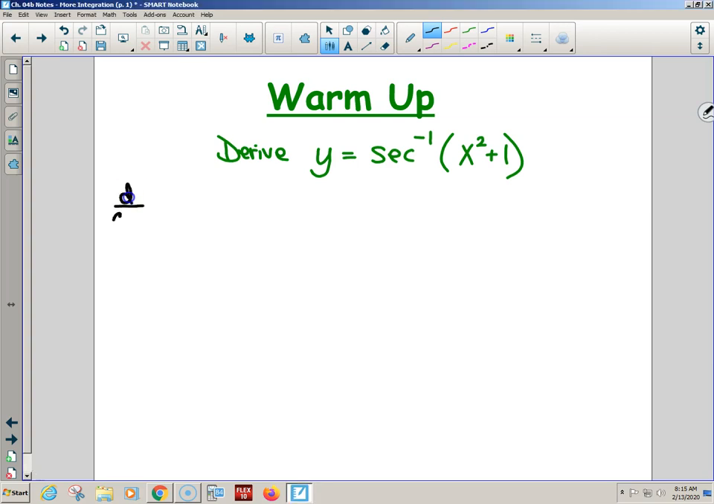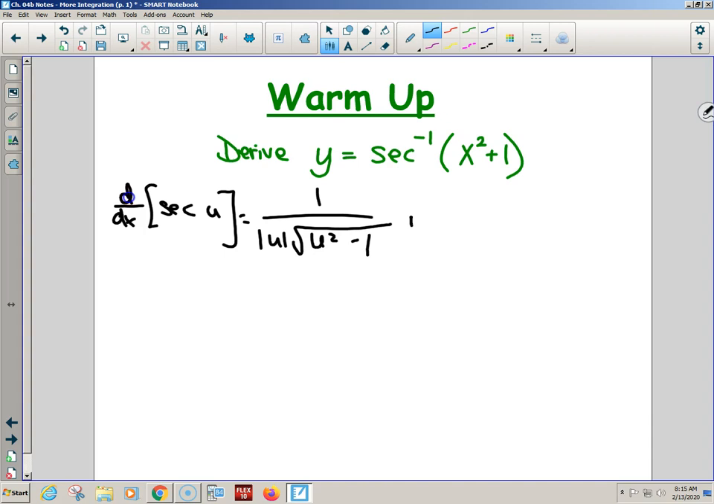What was the derivative rule for secant of u? Negative 1. Okay. Nope. It's a secant, not a cosecant. 1 over the absolute value of u times the square root of u squared minus 1. And then technically times u prime, right? Are we good? So then we have 1 over.